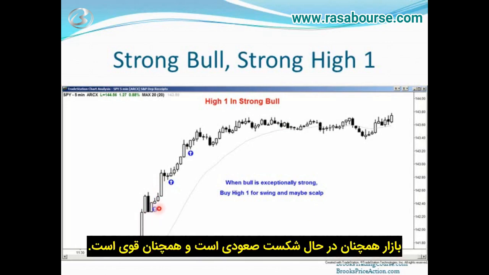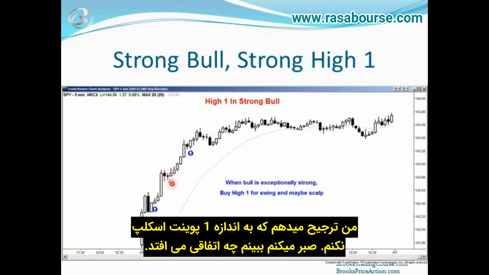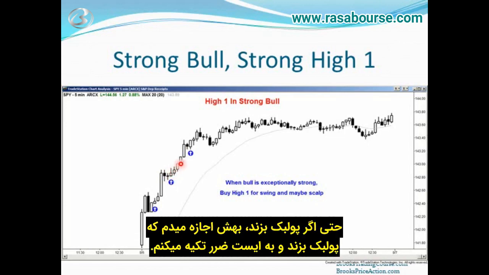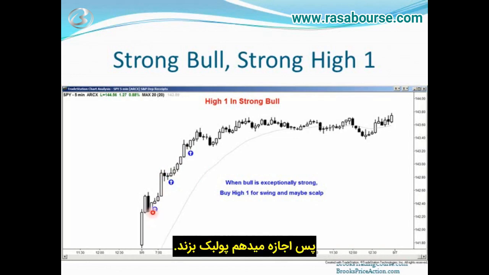The market is still breaking out and still very strong, and II, 2 bear bars. But to me, I would not be scalping for 1 point. I would let this go and see where it goes. And even if it pulled back, I would let it pull back and rely on a stop, maybe below this bull bar, the most recent big bull bar, or the most recent higher low, which probably would be that. And I would let that go.